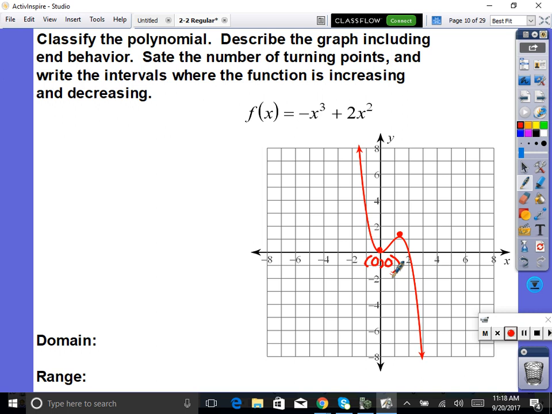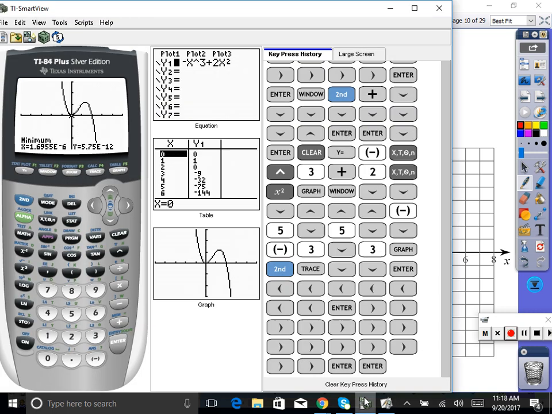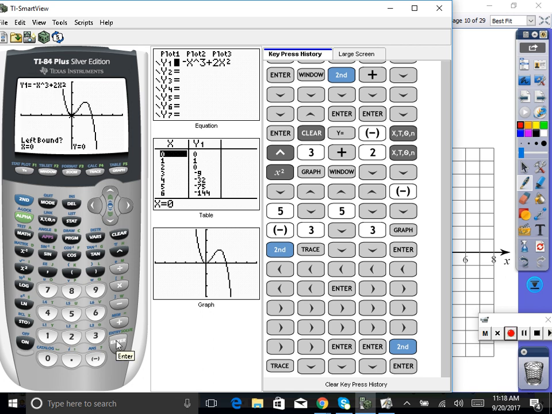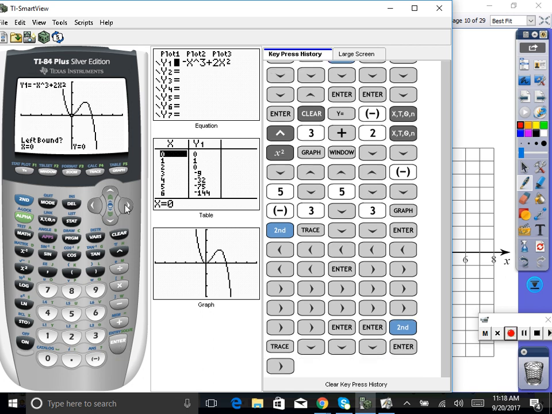Now let's do that again. Let's find the max. Do second trace again. So we're going to hit second trace. Now we're going to find the max, which will not be 0. Hit enter. Now it says left bound. You've got to be left of the max. Do you see how I'm to the left of the max? Right here's my max. I'm left of it, so I can hit enter.